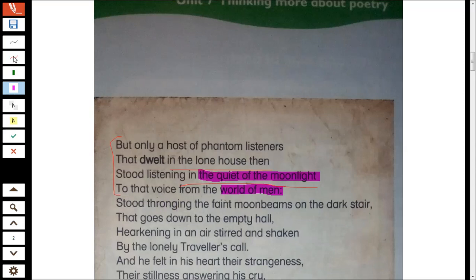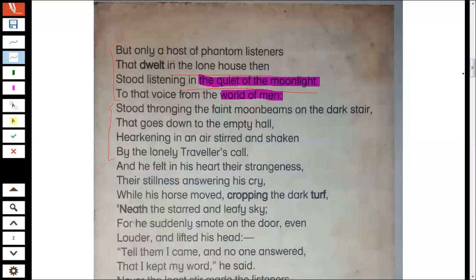Now, think of the coming four lines. You have another one minute to think. Stood thronging the faint moonbeams in the dark or on the dark stair that goes down to the empty hall, hearkening in an air stirred and shaken by the lonely traveler's call. Yeah, that is a really nice line. Now, please, let's go again by the rhyming scheme. It is the same. Stair, hall, shaking, call. A, B, C, B. Stood thronging the faint moonbeams on the dark stair. What is the meaning of thronging?